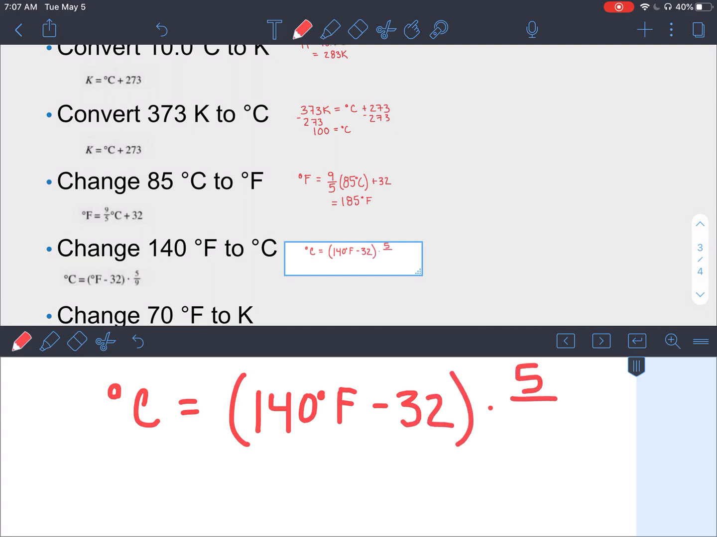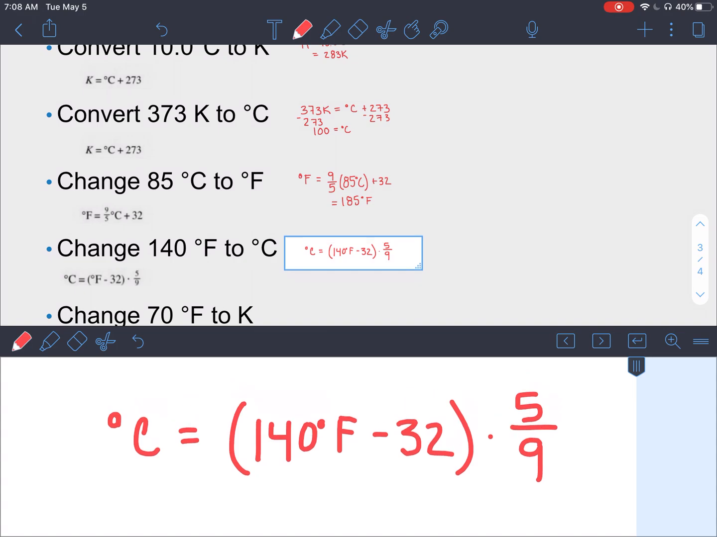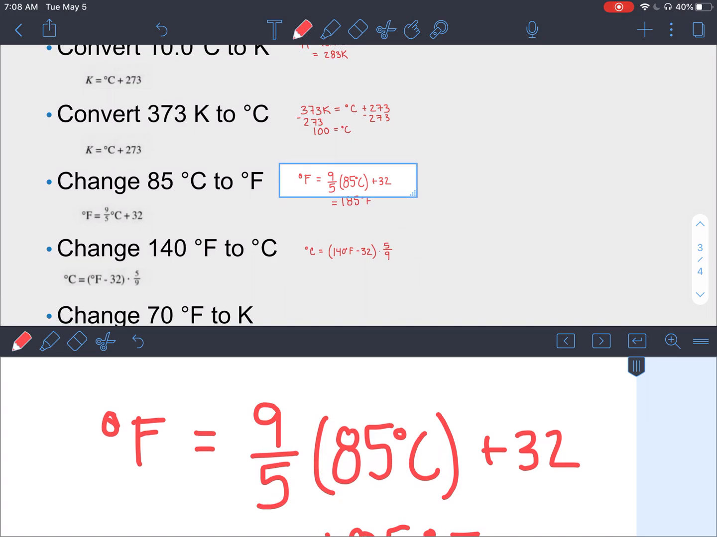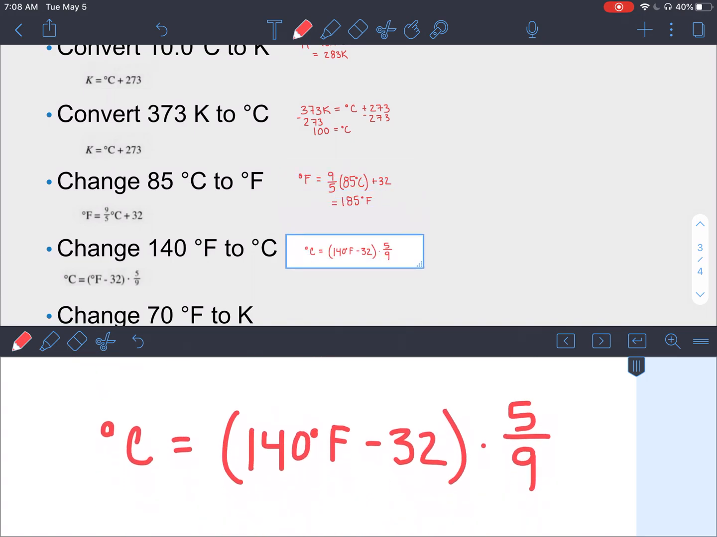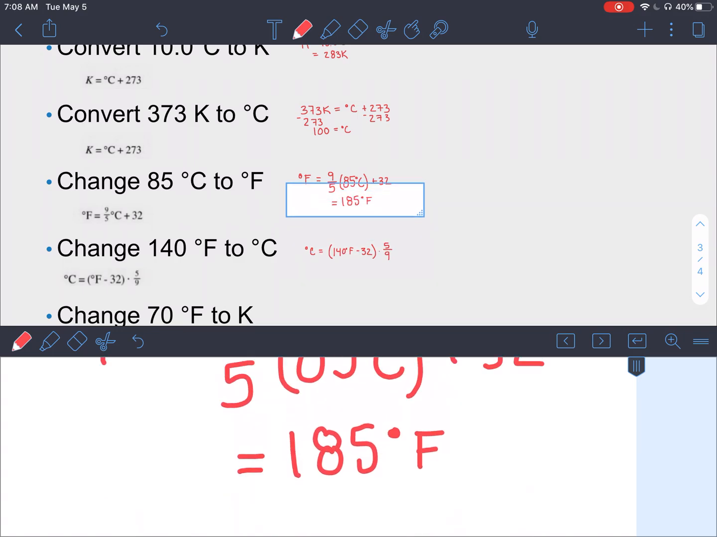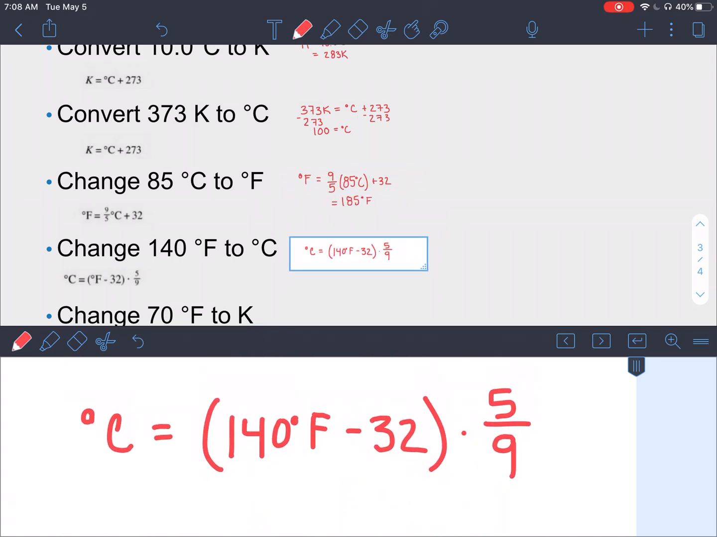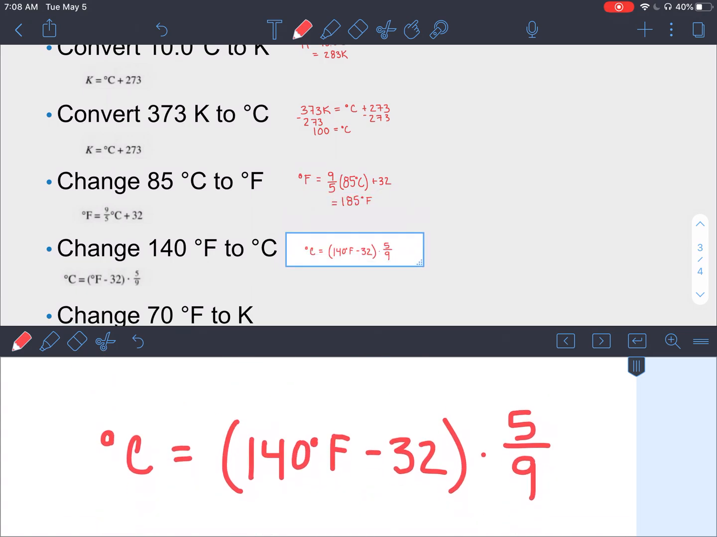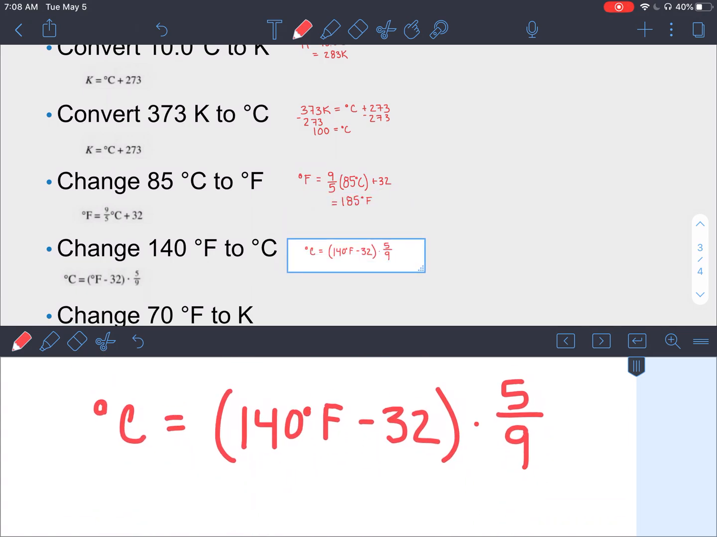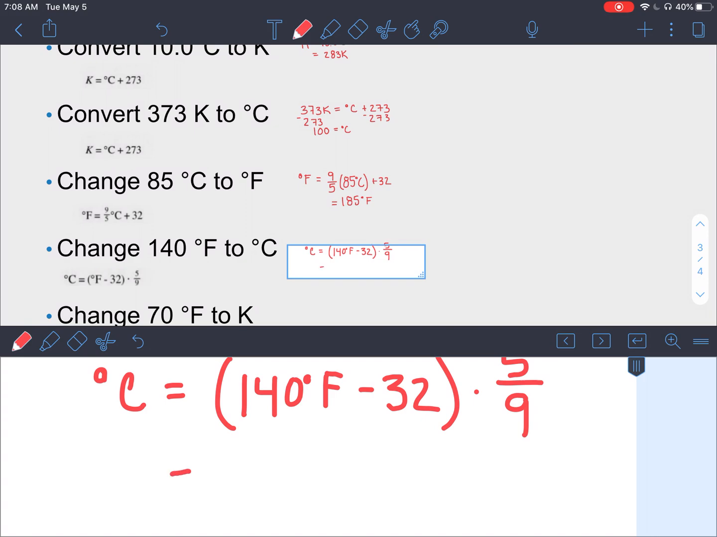All right, but how we solve for Celsius is we take 140 degrees Fahrenheit minus 32 and times by 5/9. All right, so even when we write out the whole equation, we can see that it is the exact opposite of what we just did. Instead of adding 32 at the end, we subtract 32 at the start. And instead of timesing by 9/5 at the start, we times by 5/9 at the end. All right. So after plugging this one into a calculator, you guys should get 60 degrees Celsius.